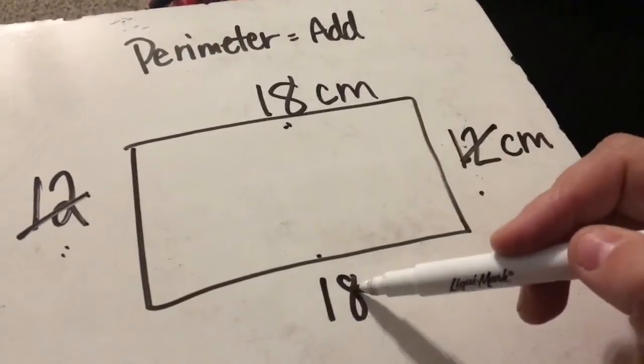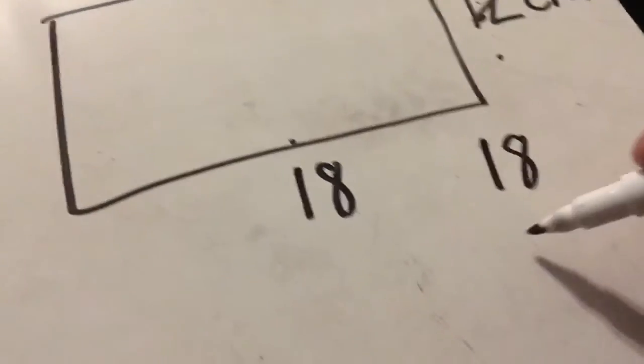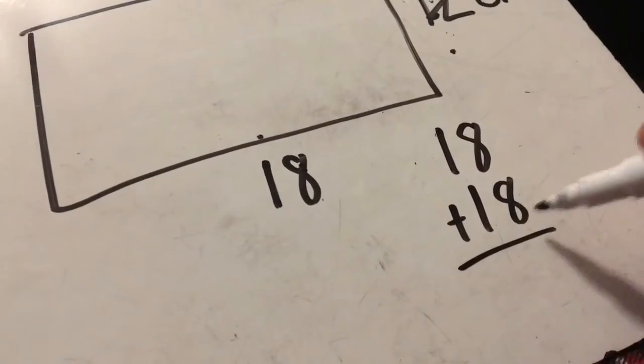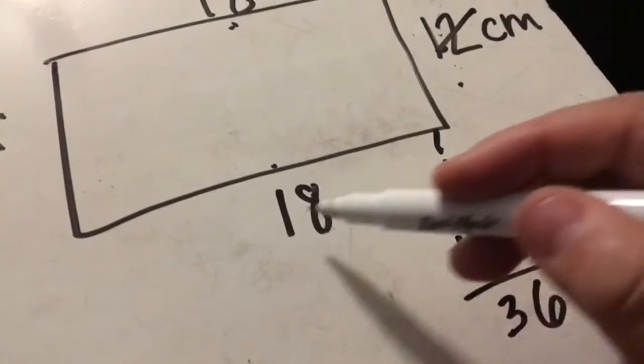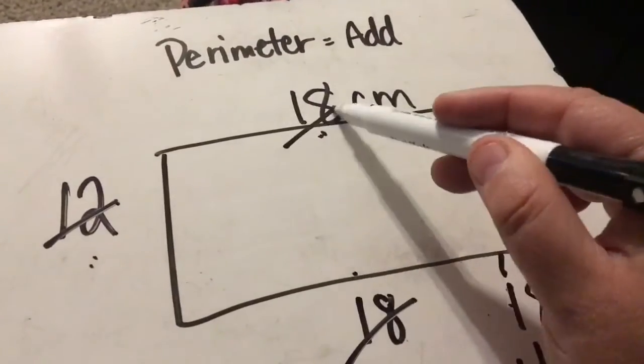And I'm going to do 18 plus 18. I'm going to write those down. 18 plus 18, 8 plus 8 is 16. Carry my 1, 1, 2, 3, 36. I'm going to cross those off so I know that I already took care of those.